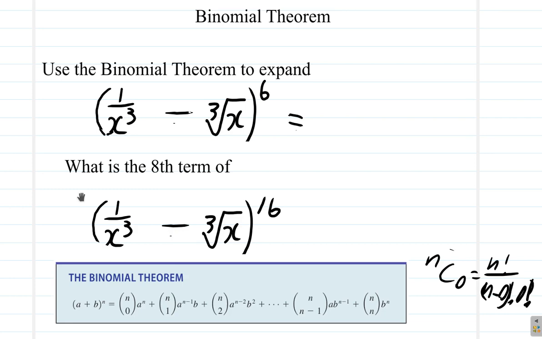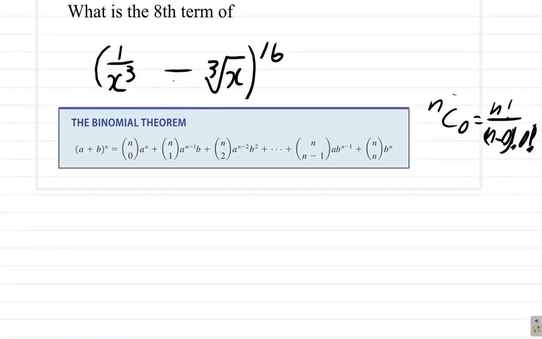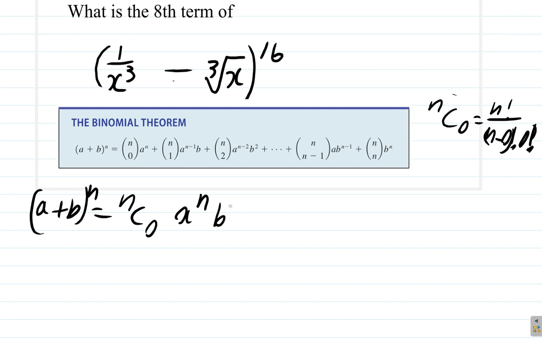But let me rewrite this binomial theorem. So a plus b raised to the power of n is equal to nC0. I kind of prefer the C, and if you don't have the superscript and subscript, it's the same thing as nC0 like this, alright? So nC0, a to the n, b to the 0, right?